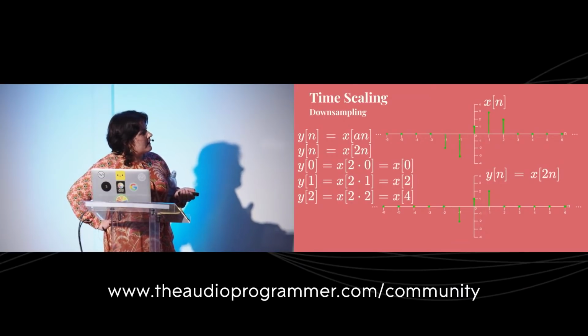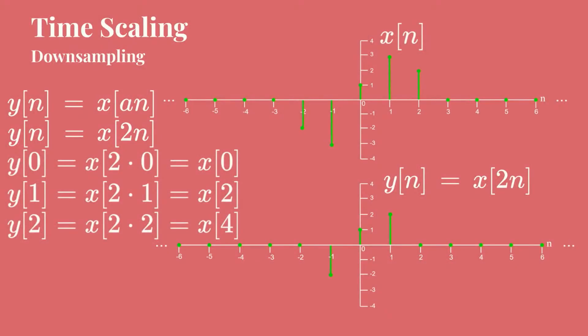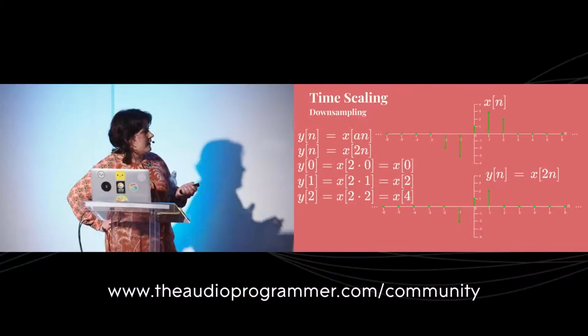So this one is going to be a compression. We also call this downsampling, and that is a condition when the a is larger than 1. So here the example is y of n should be x of 2n. So whichever n we have, we're timesing by 2. So if we come down here, we want to find y of 0. 2 times 0 is 0. So with time scaling, if we have a value at the origin, that will always stay the same, because anything times 0 is going to be 0.